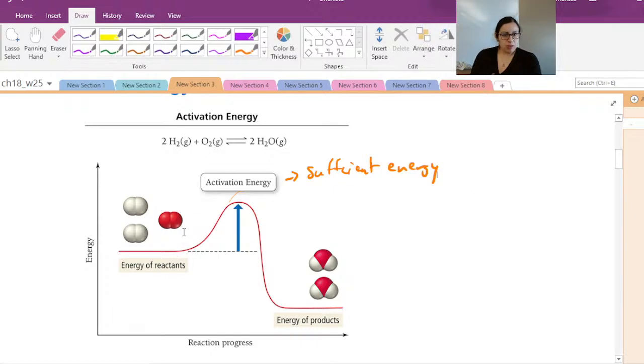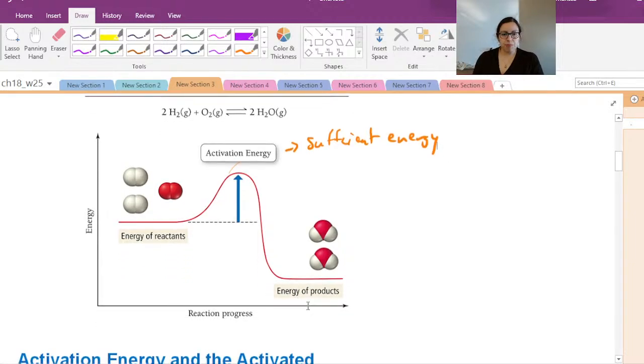And so again, just shown here, we have our usual reaction energy diagram. Notice this is exothermic since the energy of our products is lower. So we've lost energy.